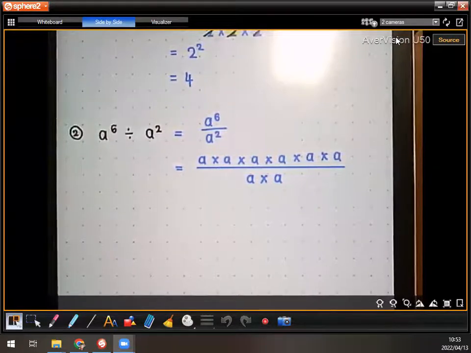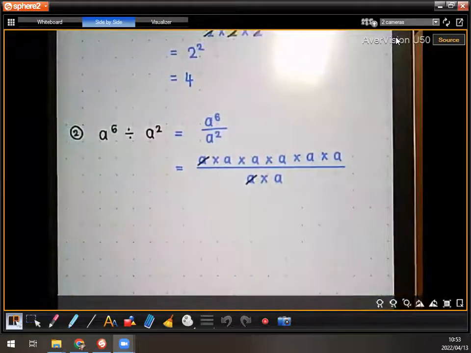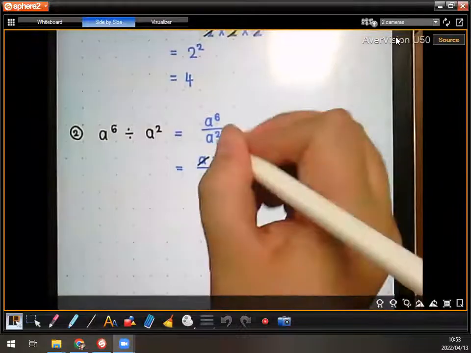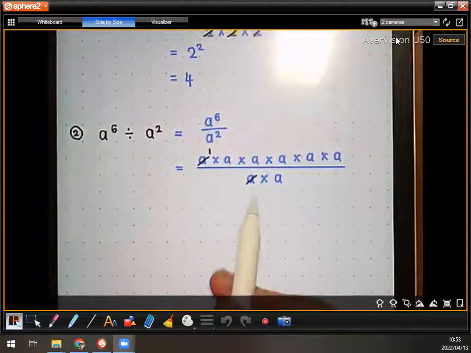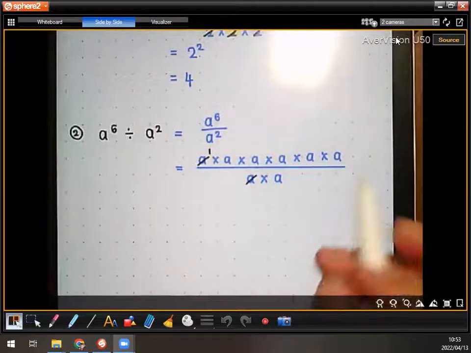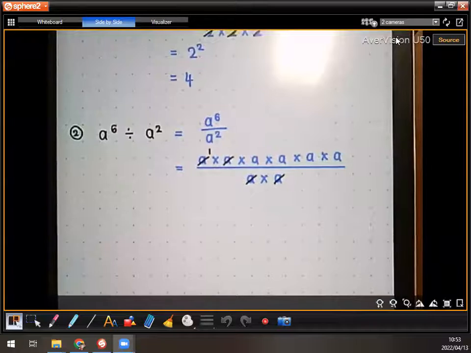We're going to take the first a at the top and divide it by the first a at the bottom. What is a divided by a? 1. You can write that 1 there, guys. You actually don't have to, but if it makes sense to you, then that's okay. We have another a at the bottom, so we can do it again. The second a at the top divided by the second a at the bottom. Again, a divided by a is 1.